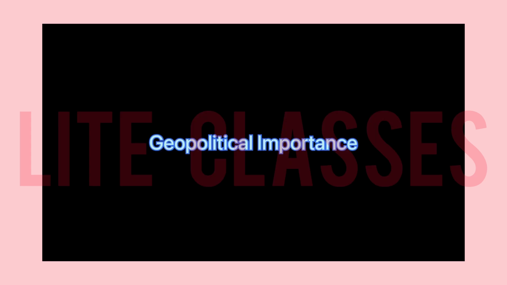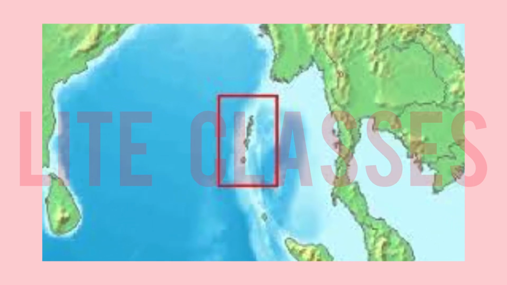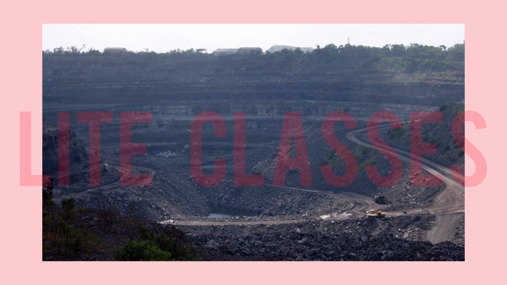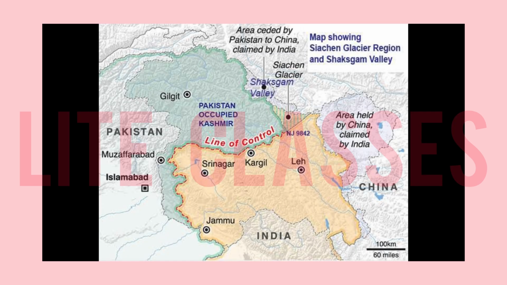and the Northeast. The Andaman and Nicobar Islands offer a commanding position in the Indian Ocean, crucial for India's trade and defense. Dominance over regions from Dhanbad's coal mines to Assam's tea gardens carries immense economic and strategic importance. Territorial disputes such as in Jammu and Kashmir impact international relations and national security.